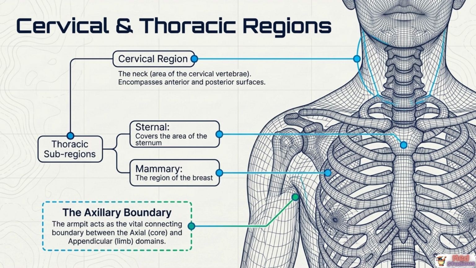A critical anatomical transition occurs here, the axillary boundary. The armpit acts as the vital connecting junction between the axial thoracic core and the appendicular upper limb. The axilla is where all neurovascular supply to the upper limb transitions from trunk to extremity, making it a surgical and clinical landmark of immense importance.